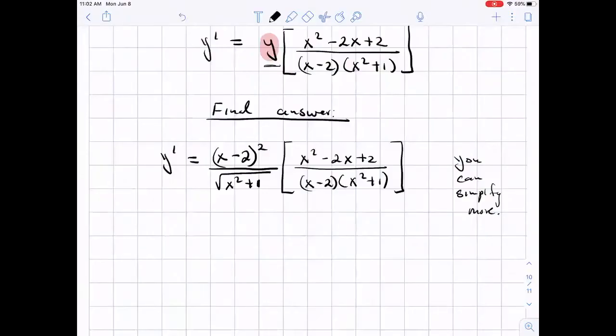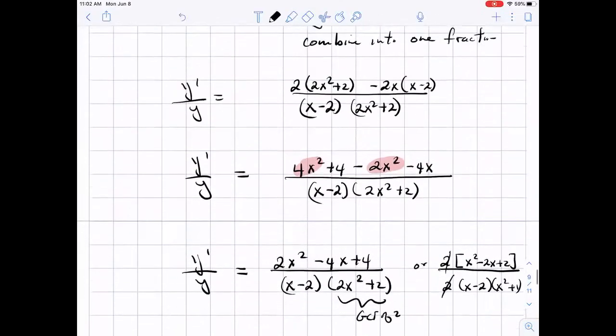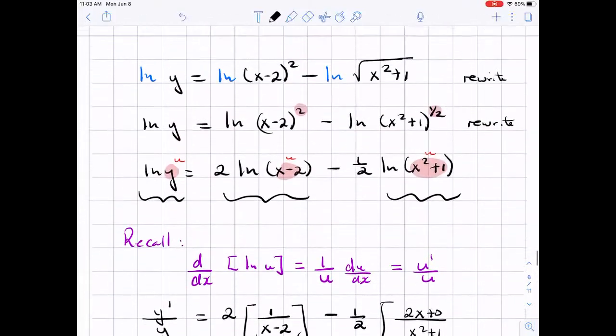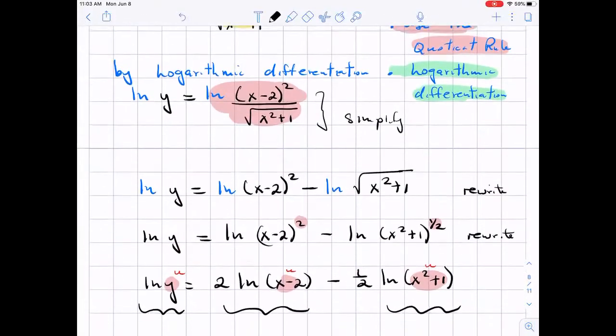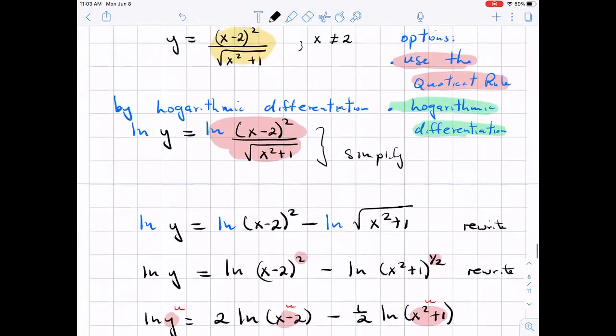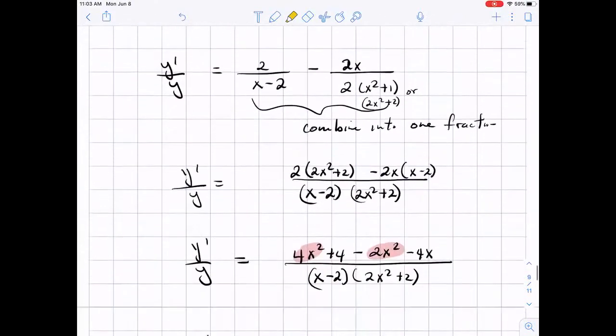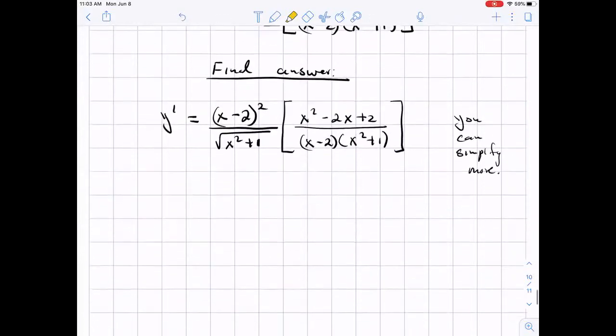I'm going to repeat that I chose to use logarithms here to help. Like I said, you could have used the quotient rule, right? You have two options. I would strongly advise that you try using the quotient rule and see if you get the same answer for this particular problem, okay? I hope this helps with implicit derivatives, okay? And we'll try some assignment problems.